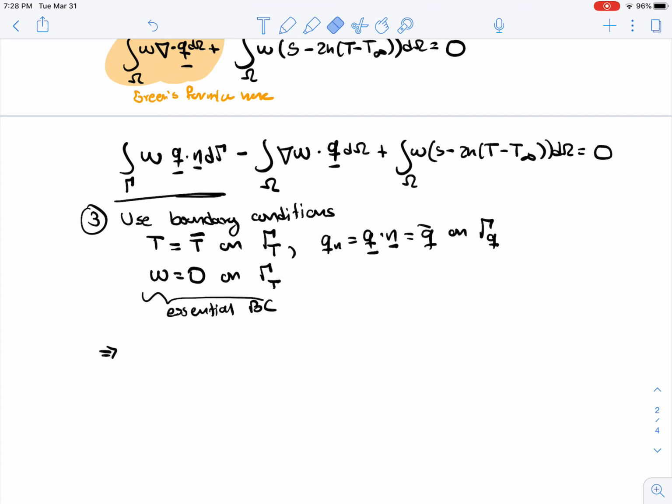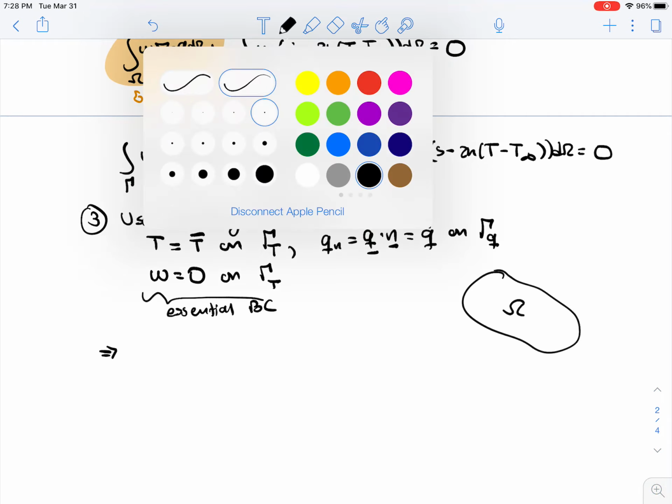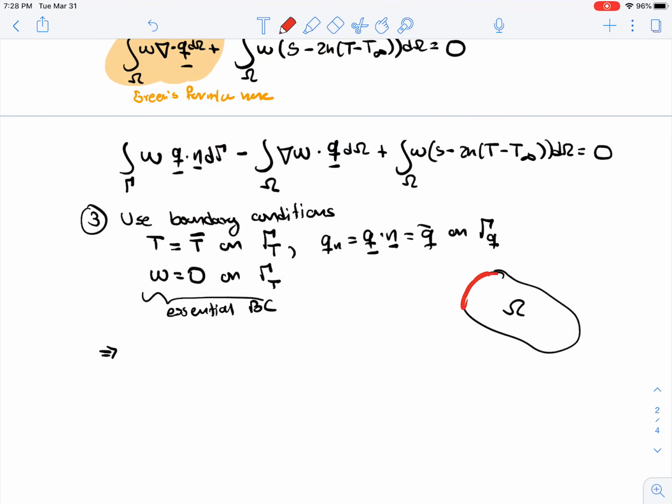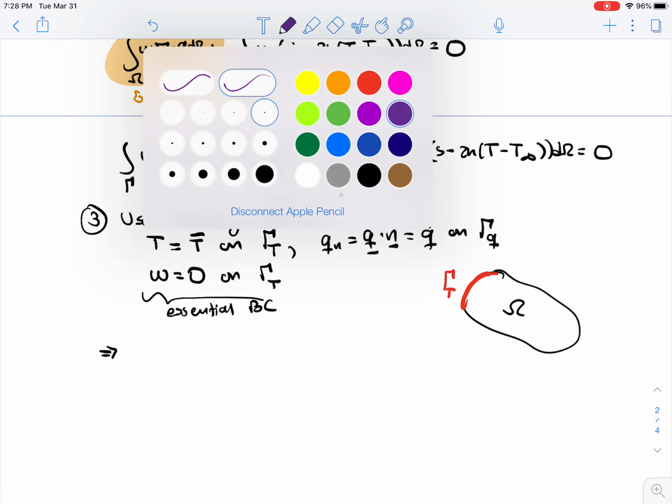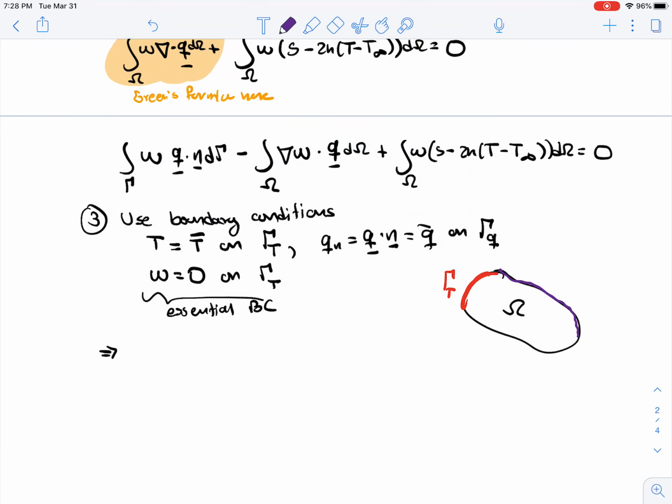So if we use that here, this integral right here is an integral over the boundary. Let me draw my domain again. So this is omega, and the omega domain has some part of the boundary, which is Gamma T, where we have the prescribed temperature, and some part of the boundary, which is Gamma q, where we have the flux. The flux is defined in Gamma q. And the sum of the two boundaries should be the total boundary.